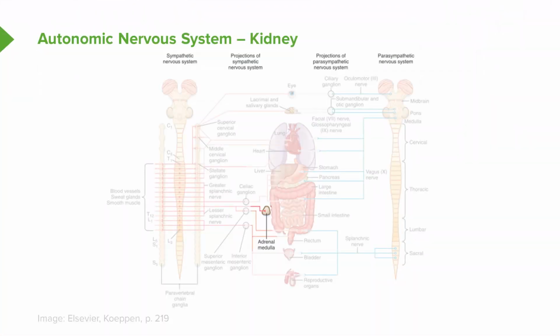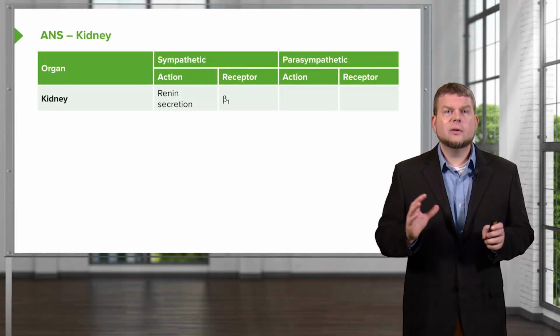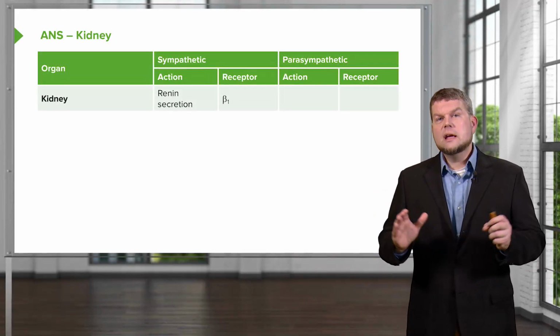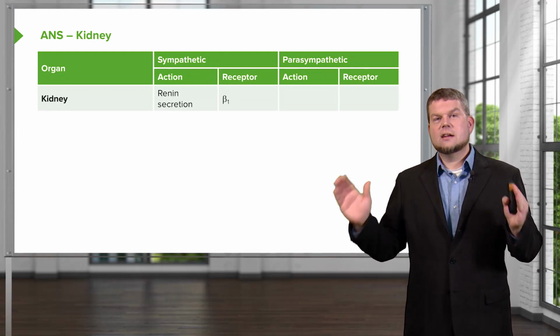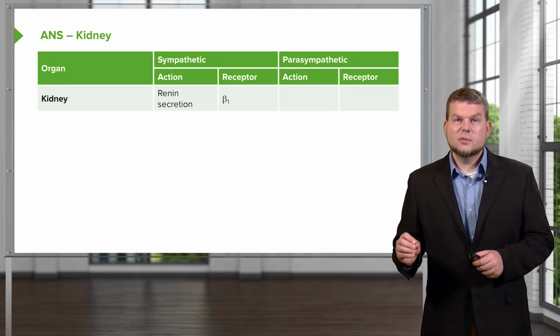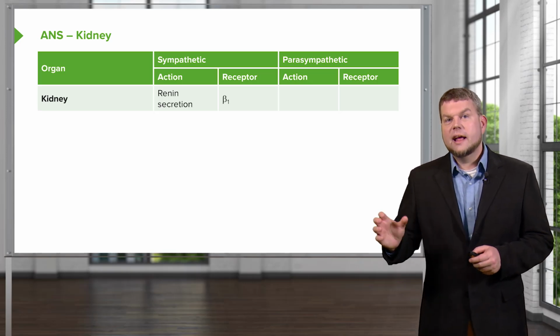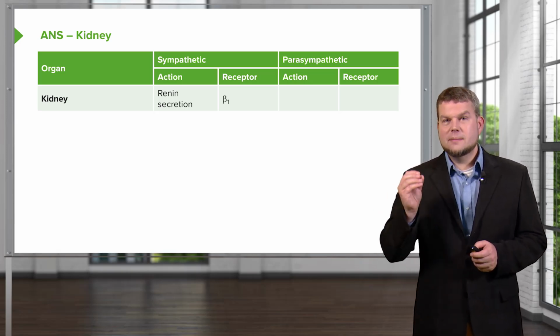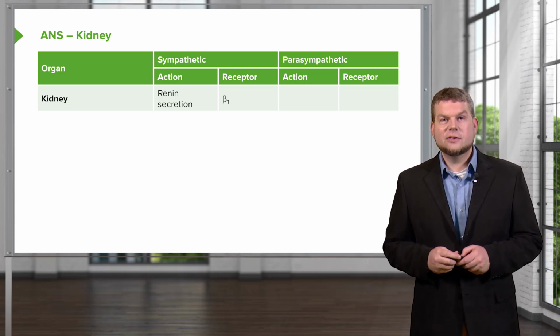The kidney is innervated by the sympathetic nervous system, and it does this to help regulate things like blood flow and glomerular filtration rate. The other thing that it does is stimulate the release of renin. And remember, renin was such an important molecule in starting the renin-angiotensin-aldosterone system. The RAAS allows you to reabsorb sodium and water, and this is an important process that is mediated by beta-1 adrenergic receptors.